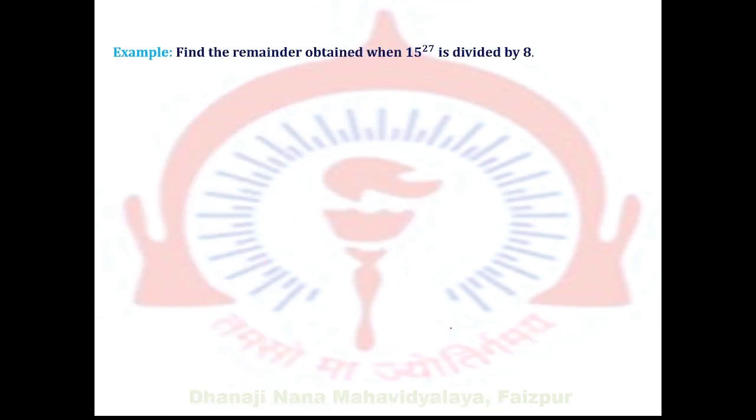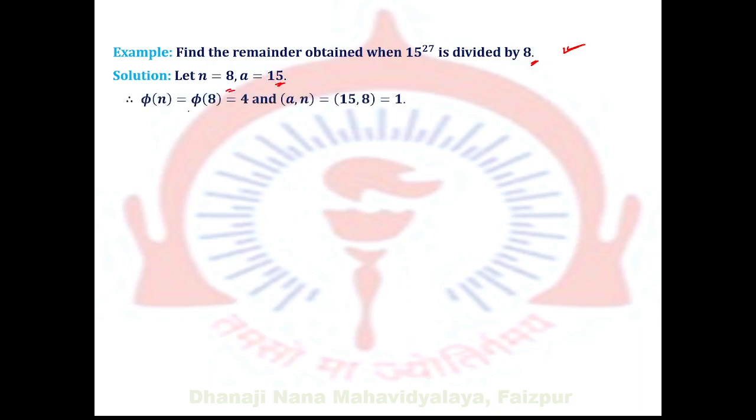The next example, find the remainder obtained when 15 raised to 27 is divided by 8. So here 8 is not a prime number, so we cannot use Fermat's theorem, so here we use Euler's theorem. So let n is equal to 8 and a is equal to 15. So here GCD of 8 and 15 is 1. And we have phi of n, that is phi of 8 is equal to 4.